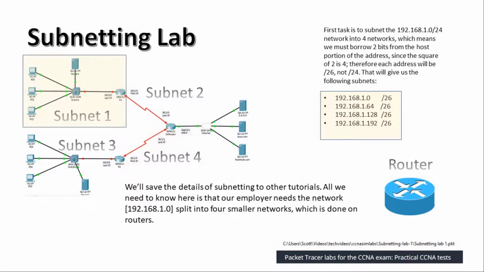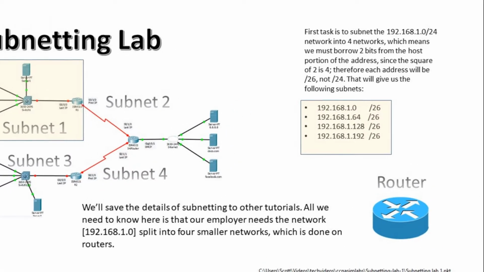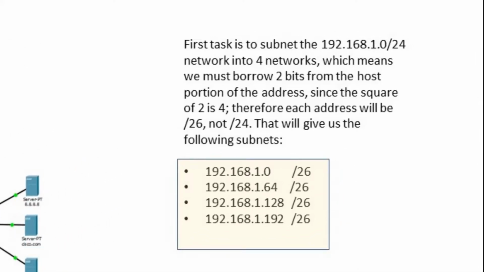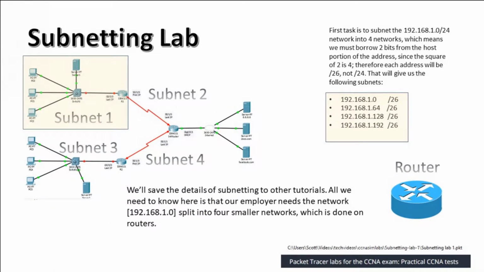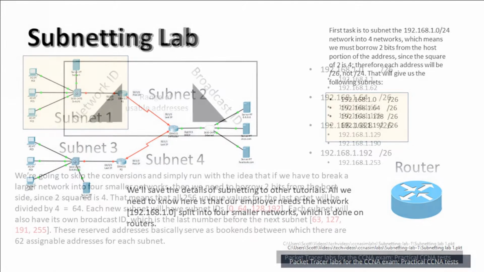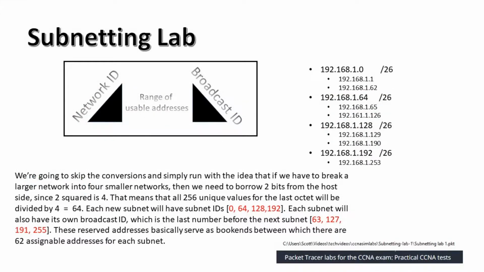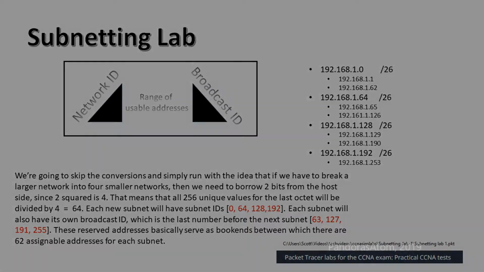Now, you're going to configure the router per the instructions in the diagram, and we're going to cover that first. You've been given a network of 192.168.1.0/24. Now, you need to break that into 4 networks, which means that we must borrow 2 bits from the host portion of the address, since 2 squared is 4. Therefore, each address will be a /26, not a /24. If you don't fully understand all that, don't worry, I'm about to break it down a little bit better for you.